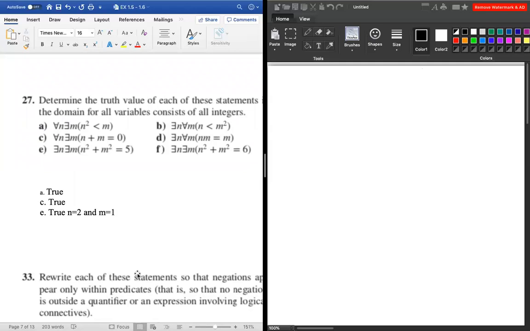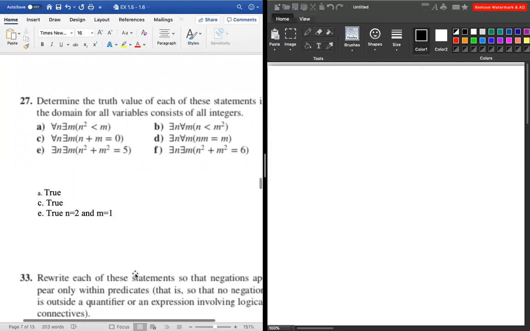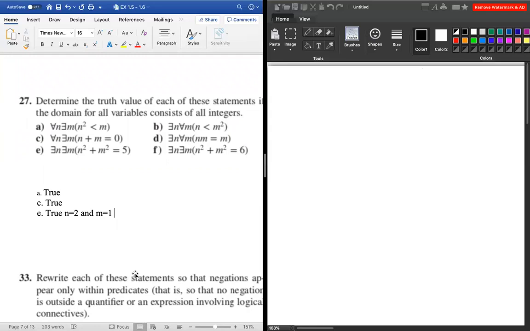So that doesn't mean that any one condition is true, then the whole thing will become true.